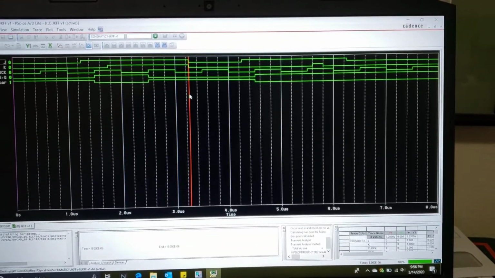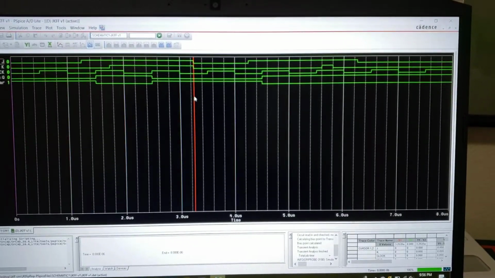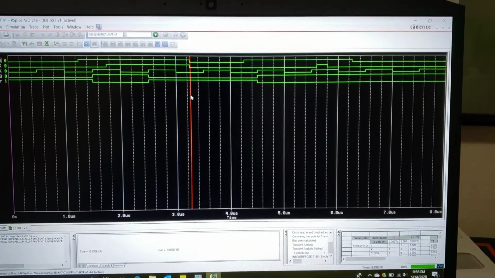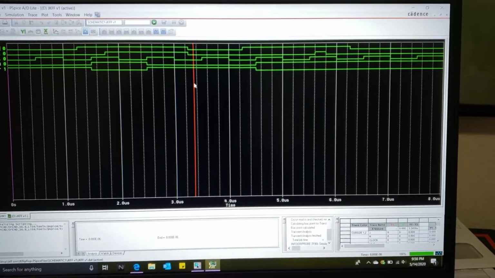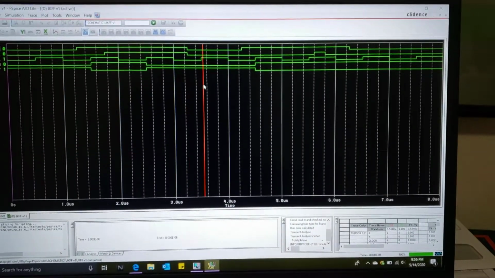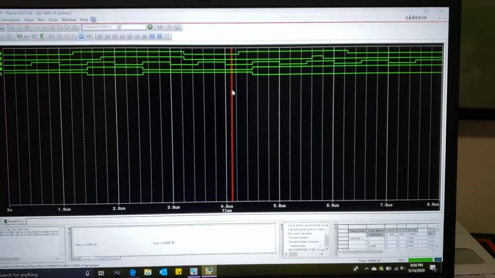And then now we see here that both J and K become 0. And so when both J and K are 0, we know that our output's not going to be changed, and our output's going to be equal to Q, so we're still at 0. Then our clock jumps to 1, and our clock jumps to 0, and that makes no changes.